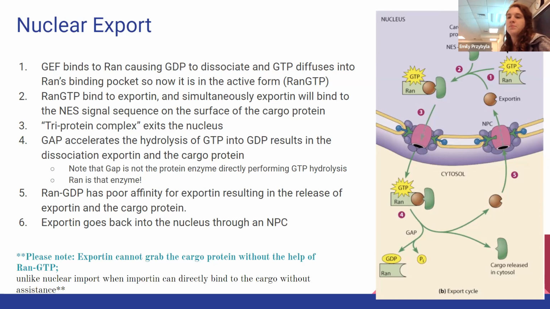So in this case, if GEF is not working, we don't have RAN GTP again, so we cannot bind exportin. If we cannot bind exportin, exportin cannot bind our protein that is meant to leave. It cannot bind the nuclear export sequence. So we're going to have a bunch of exportin in here not bound to our cargo. So we are not going to get export. Does that make sense?